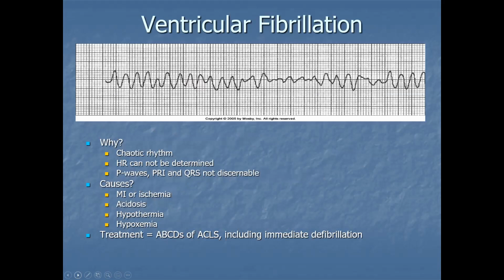Ventricular fibrillation, this is coarse. There can also be a form that's much finer than this. It's a chaotic rhythm. Heart rate cannot be determined. P waves, PRI, and QRS are not discernible. Causes: MI, acidosis, hypothermia, hypoxemia. Treatment: ABCDs, or as we say now, CBDAs of ACLS, including immediate defibrillation.